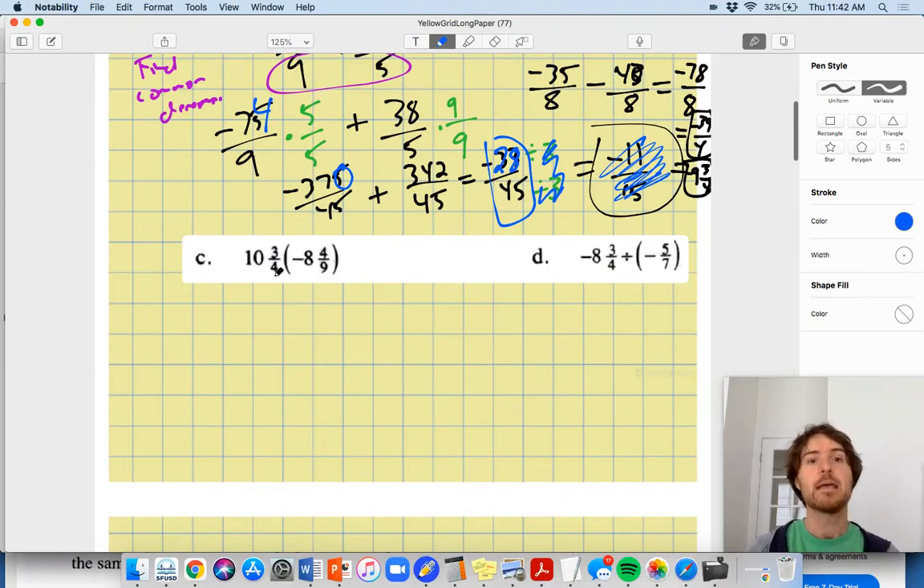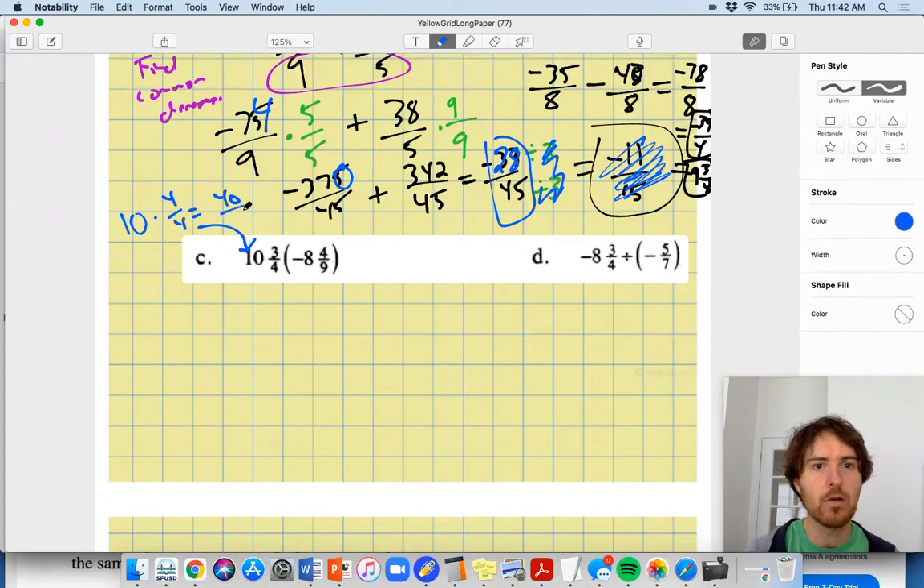So let's do it. Okay, 10. How can I write 10 if it's something over 4? Well, 40/4. I can show the work here if I want to. 10 times 4/4 is the way I can change 10 to an improper fraction, because I'm just multiplying it by 1. 10 times 4 is 40/4. But I got more than that. I got 10 3/4, so that's going to be 43 over 4. Okay, so that's how I can change this to an improper fraction.